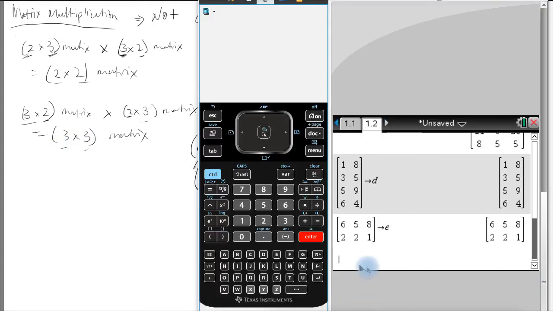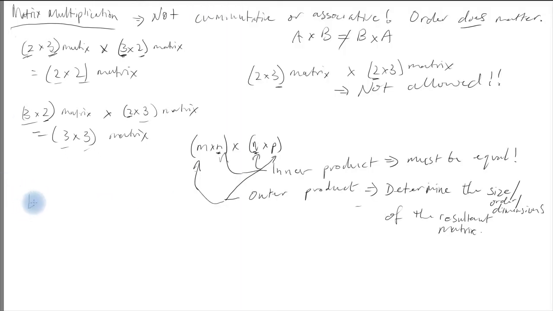Okay, so here we've defined two more matrices. We've got matrix D, which is a 4 by 2, and matrix E, which is a 2 by 3. Let's write that down. So we've got a 4 by 2 times a 2 by 3 matrix. Okay, so we notice that the inner product, the 2 and the 2, are the same, so we are going to get an answer. Let's see what answer it is that we get.